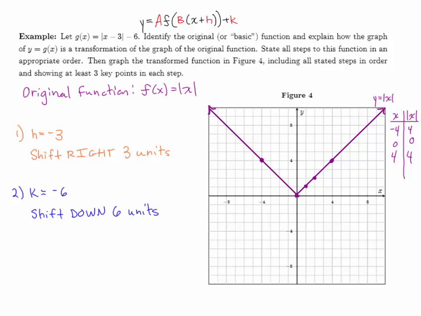And so the 3 key points that I'm going to track are those 3 that I have written in the table. So negative 4, 4, 0, 0, and 4, 4. So for that first step, I need to shift 3 units to the right. So the point 4, 4 is going to move over to 7, 4. And the point 0, 0 will move over to 3, 0. And then that point negative 4, 4 will move over to negative 1, 4. And again, these will connect in a V shape. Okay, so that's my first step. I'll label that.